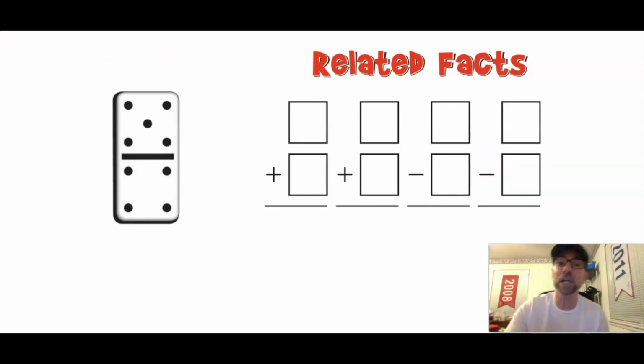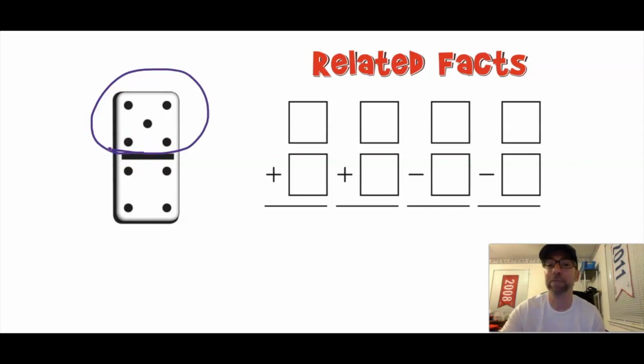So let's take a look and do this one together on our whiteboards. How many dots do I have in my top part of my domino? Well, let's count. 1, 2, 3, 4, 5. So in the top part of my number model, I'm going to put a 5. Now, you don't have to be drawing all of these boxes here. You can just write the number 5.